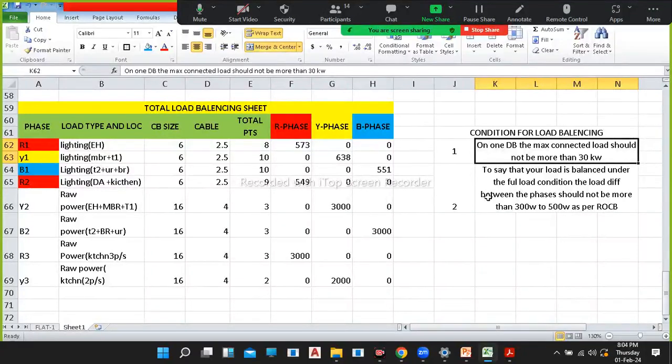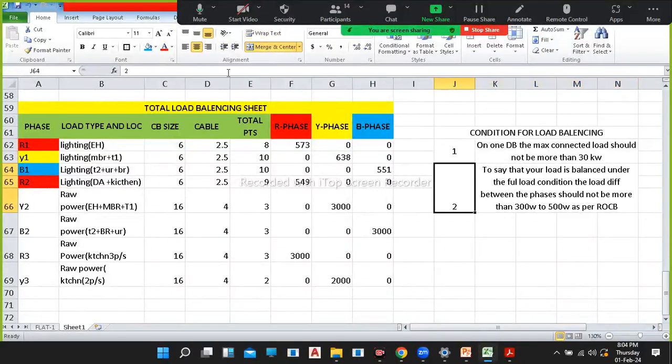The reason is on 1 DB the maximum connected load should not be more than 30 kilowatt. Why? Because in the bottom we'll do the looping na. In the bottom we do the looping, R को लेके आके R1 R2 R3 R4 R5 R6. So when you're splitting it up, obviously when the load increases, the heating parameter also increases. When the heating parameter increases, then heat dissipation increases, the cable will lose its insulation property. So that is the reason, considering this parameter, on 1 DB the maximum connected load should not be more than 30 kilowatt. That is the first condition.